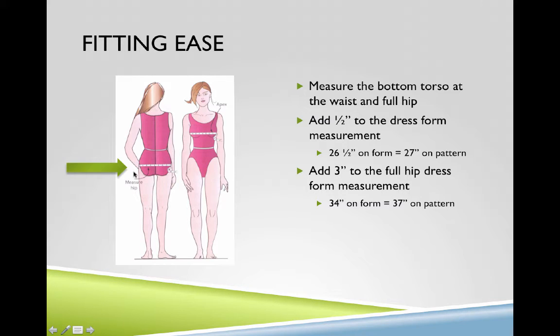Notice that when you measure the hip, it's at the fullest part of the body, so it's the buttocks. So it's not up high where we like to measure, but it's a full 8 inches down from the waist. So it is the fullest part of your body.